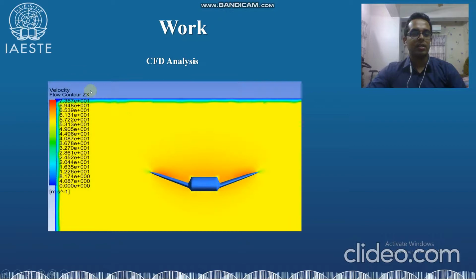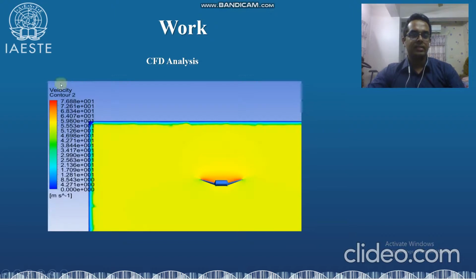After that, I have the velocity flow contour. You can see that in the upper surface of this model, there is a higher flow velocity. That actually means that this will create lift, because according to Bernoulli's theory, if the upper surface of the wing has higher velocity compared to the lower surface, then the upper surface will have lower pressure. So as a result, the lower surface of the wing will push the wing upward, and it will actually create the lift.